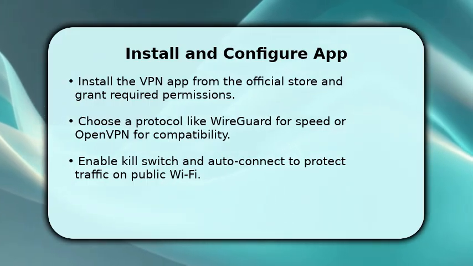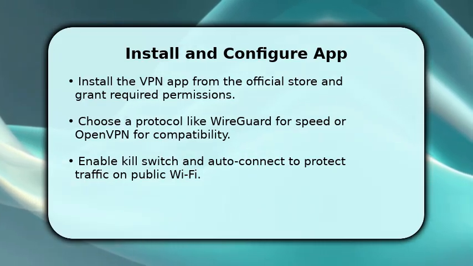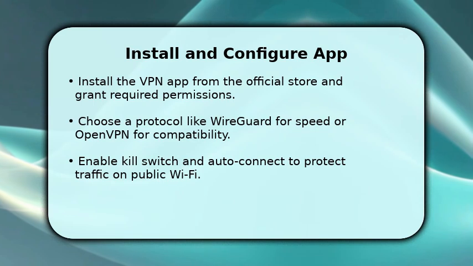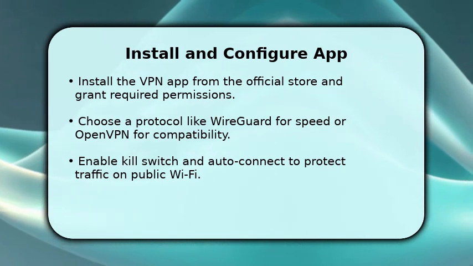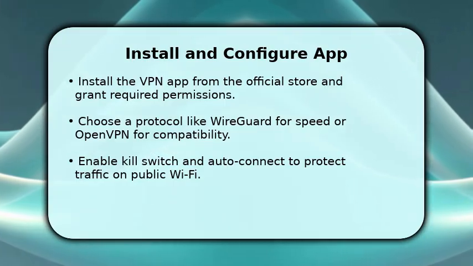Enable the kill switch and auto-connect features to protect traffic on public Wi-Fi networks. If available, enable split tunneling to route specific apps outside the VPN. Confirm app permissions include VPN permission and background network.